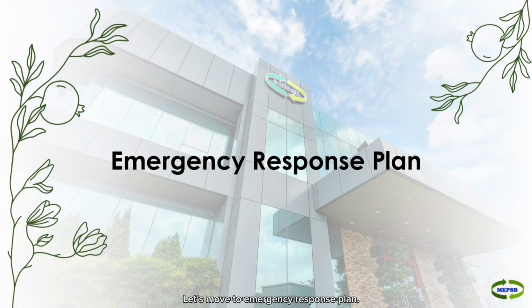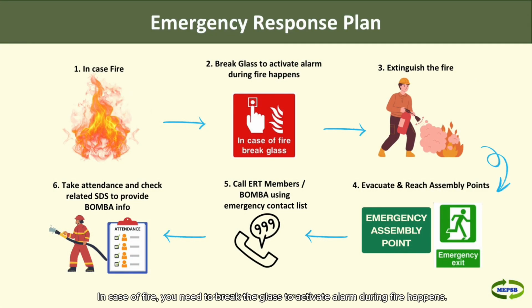Let's move to the emergency response plan. In case of fire, you need to break the glass to activate the alarm when a fire happens. Extinguish the fire, then evacuate and walk to reach the assembly area. Besides, call the Bomba or the emergency contact list and give cooperation to Bomba.